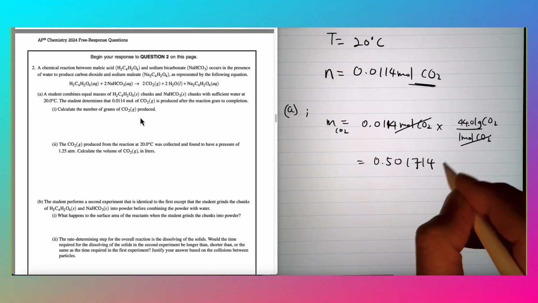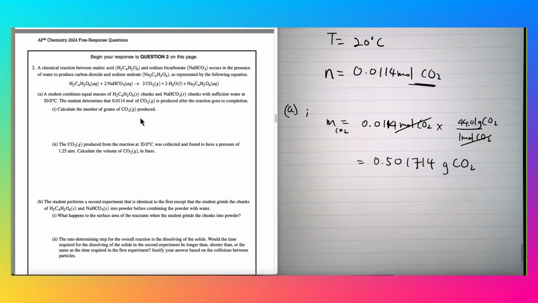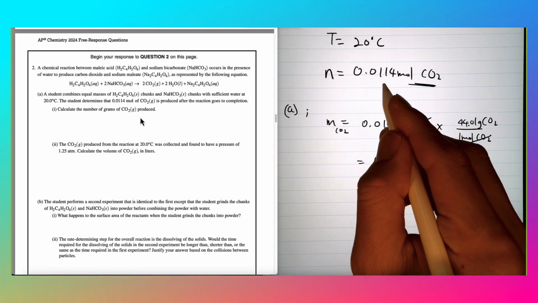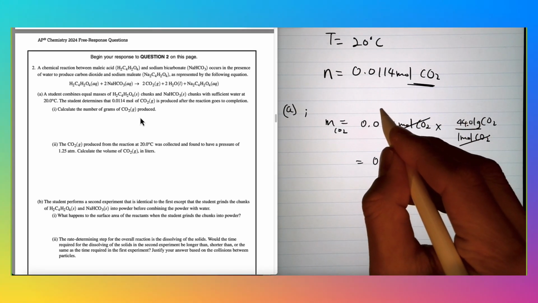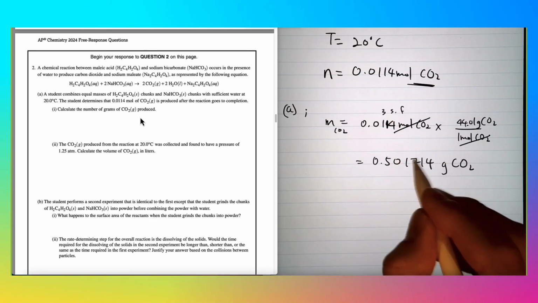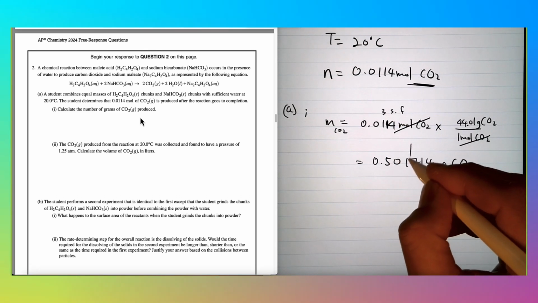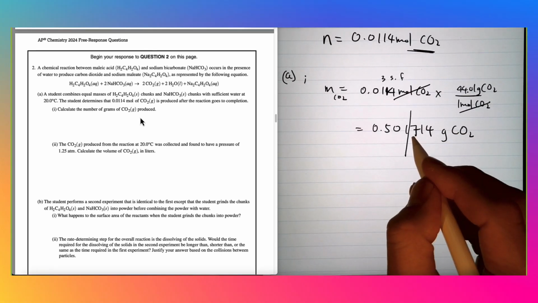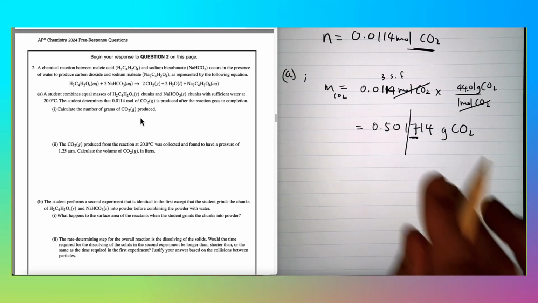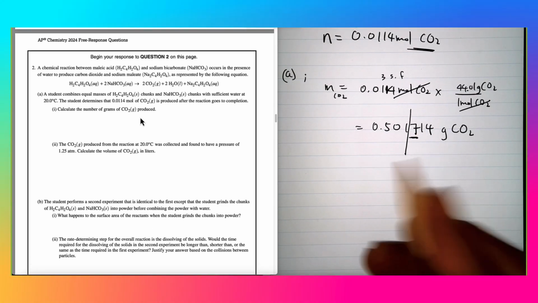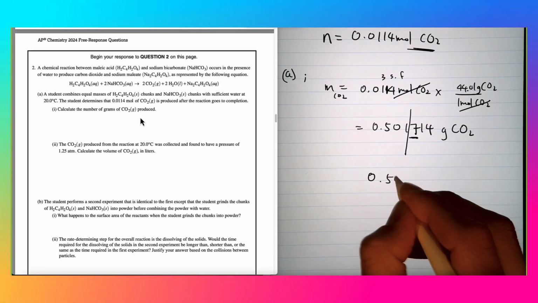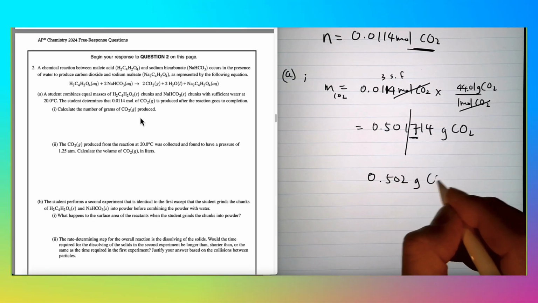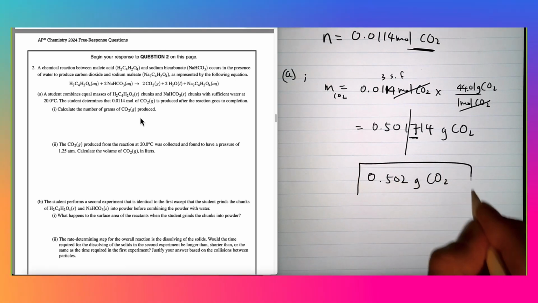0.501714. However, we are given 3 sig figs here, and this is an infinite number of sig figs. So if you go with 3 sig figs, we need to round to the nearest thousandths place. Our ten-thousandths place is 5 or higher, so we need to round it up. So 0.502 grams of carbon dioxide will be the correct answer.